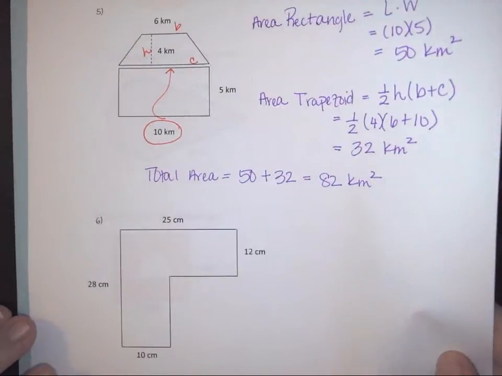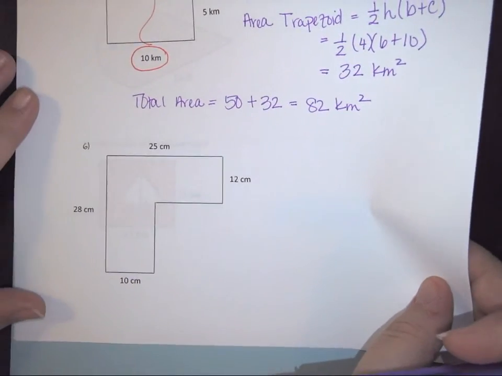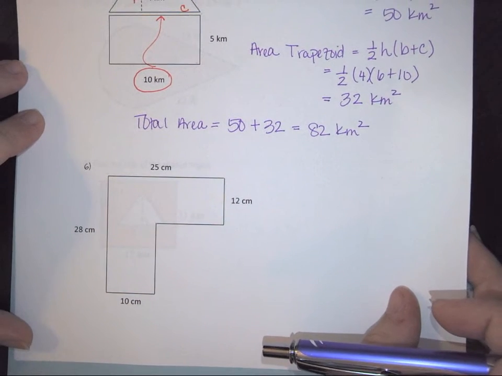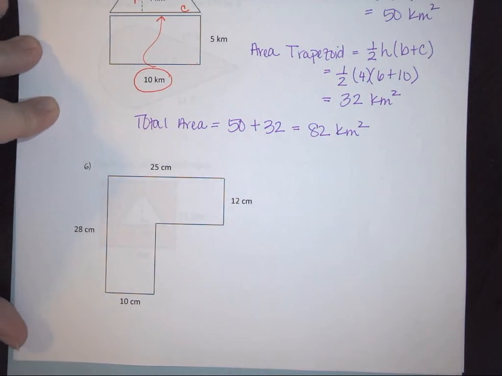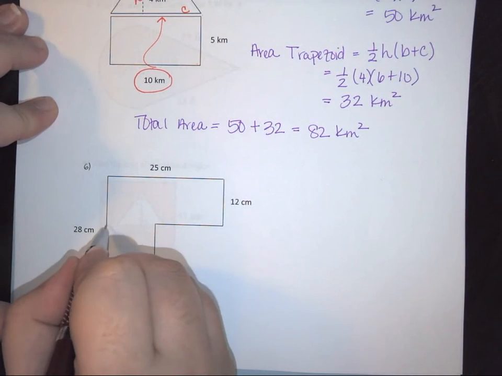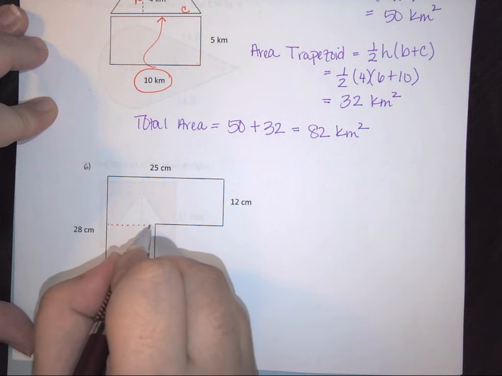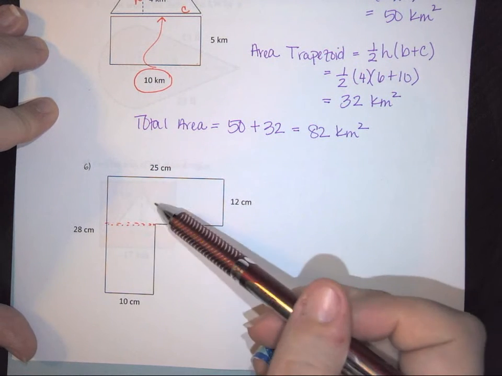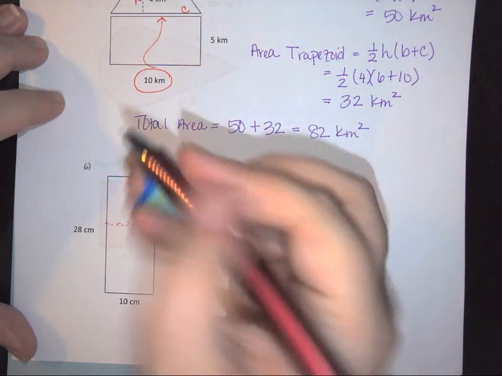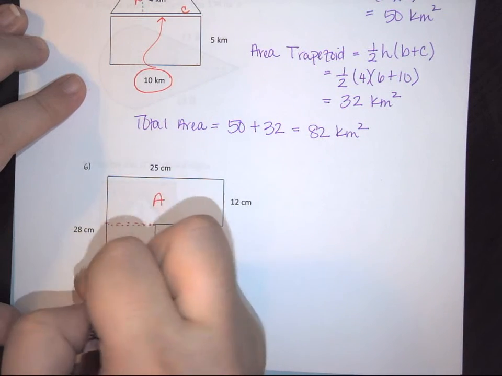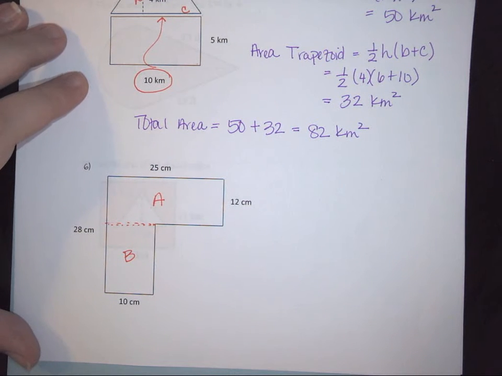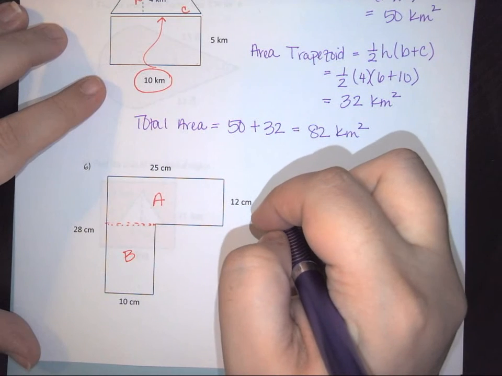Now this next shape here, notice I am missing a part out of it. And so what we can do is we can actually do what's called manipulating. So we could drop in this dotted line here, which changes this into two rectangles. We could call this A and we could call this B. So what we do is we need to find the area for both.